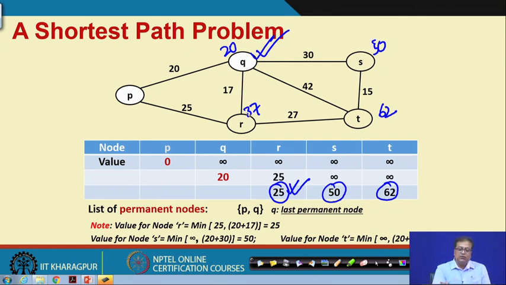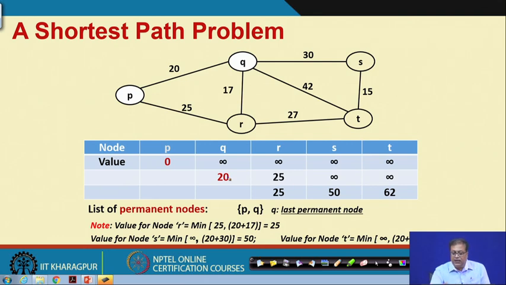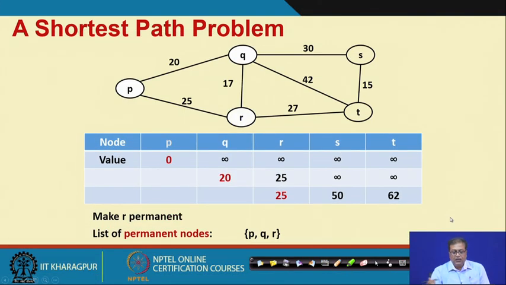When we saw the q distances, nothing much changed. So, q is discarded as far as r is concerned in that sense. So, r was made permanent from p. When r is made permanent, it was made permanent because the value was calculated from the value of p, that we should remember, right.